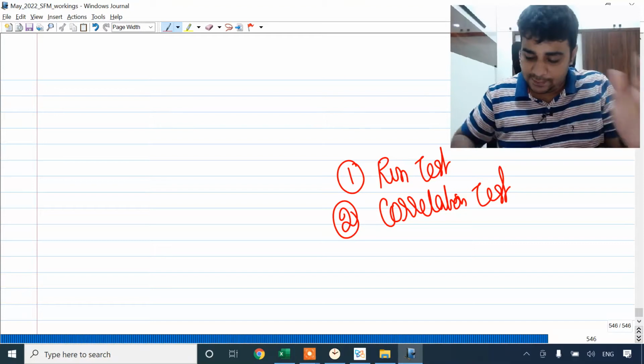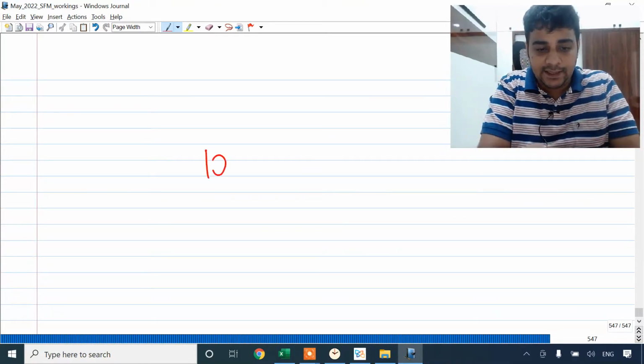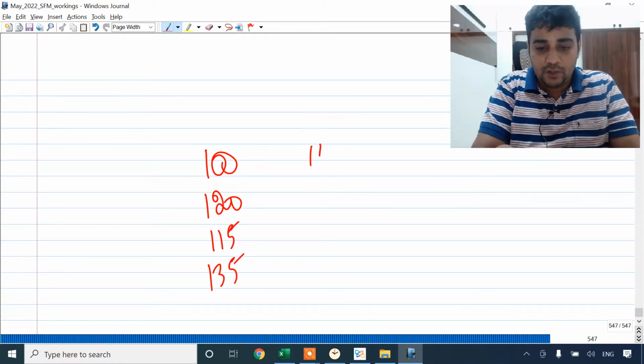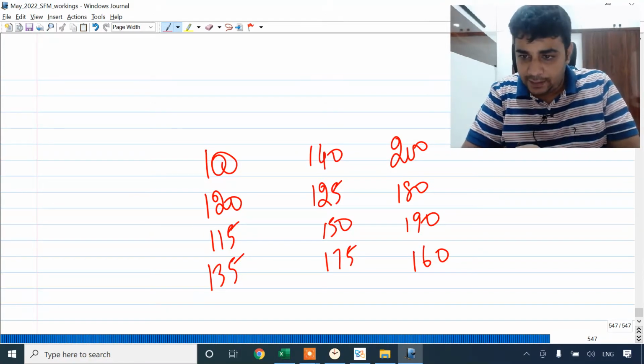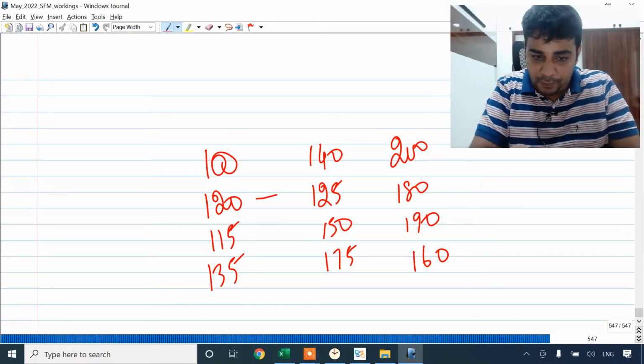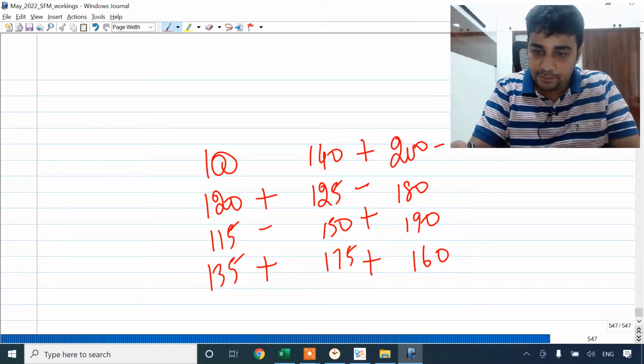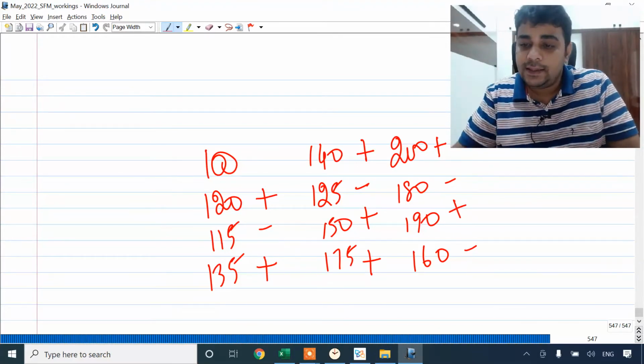Now what run test basically says is, let's take some price data: 100, 120, 115, 135, 140, 125, 150, 175, 200, 180, 190, 160. You would take the past data, some 12 pieces of information I have taken, and look at the change. This is a positive change, negative change, positive change, positive change, negative, positive, positive, positive, negative, positive, negative.